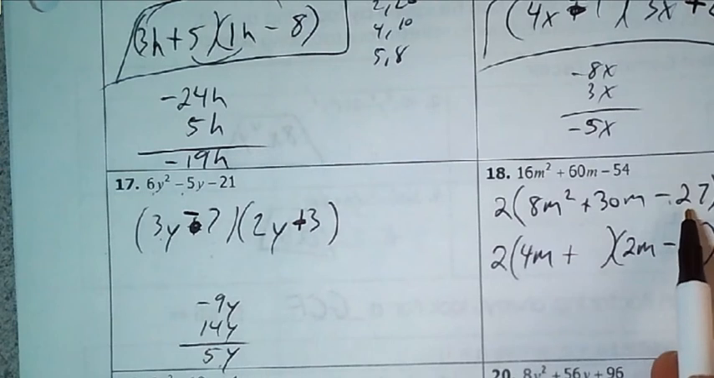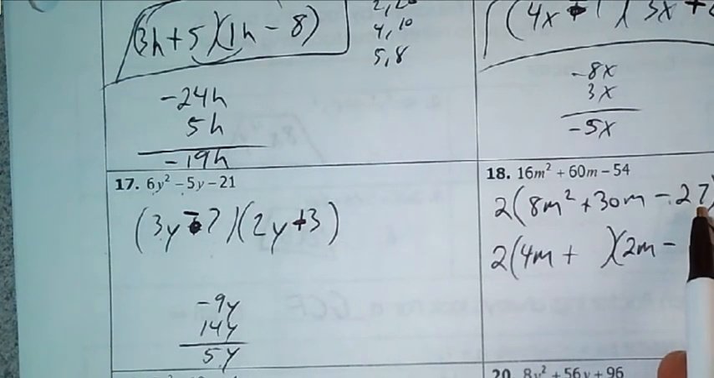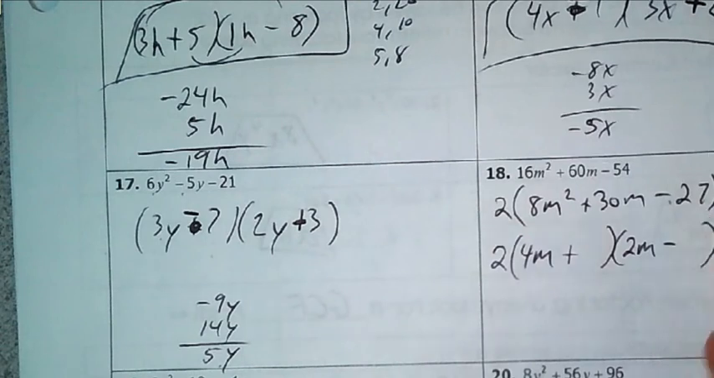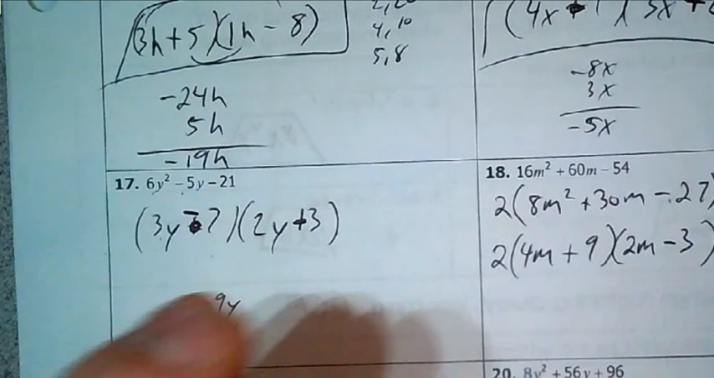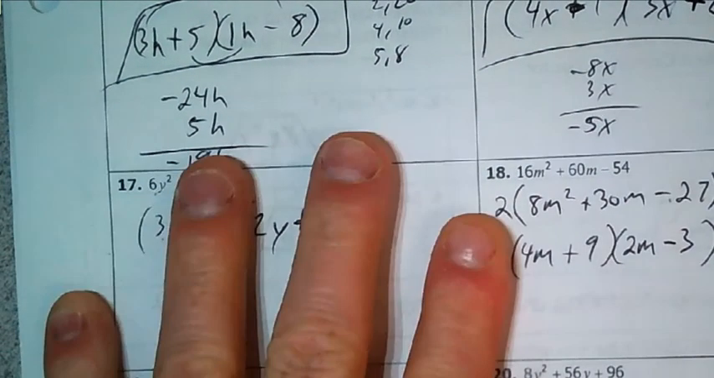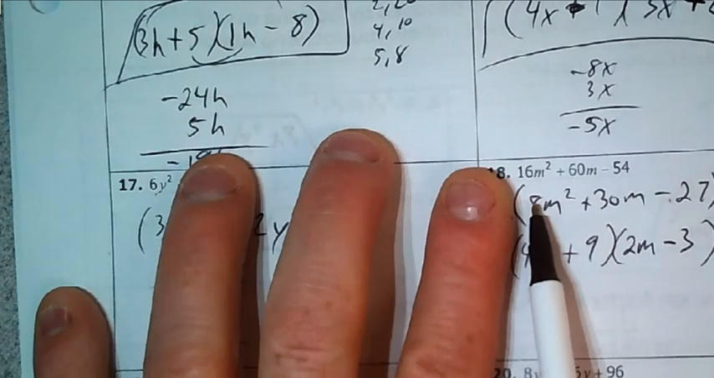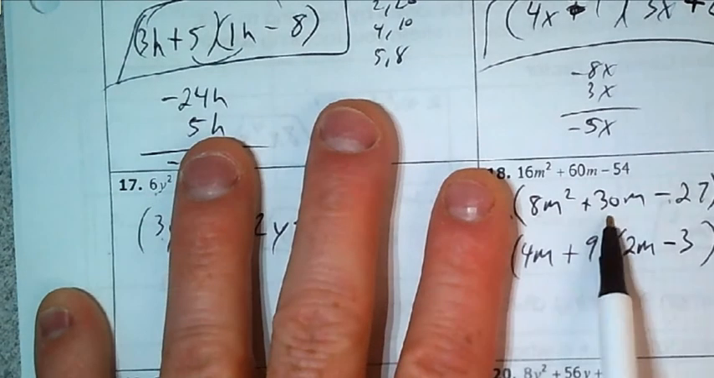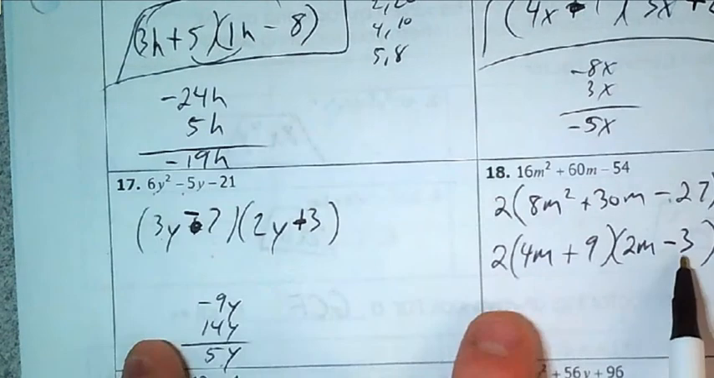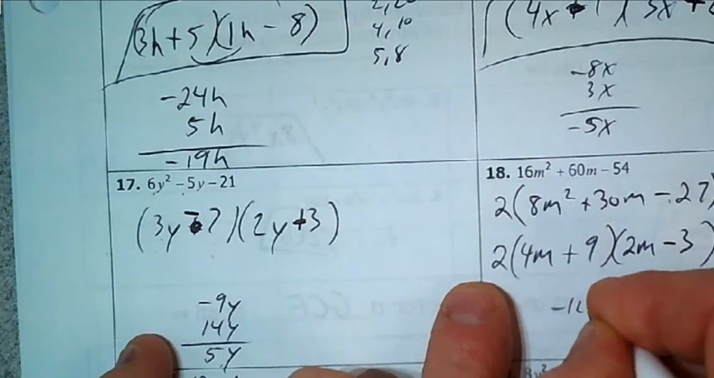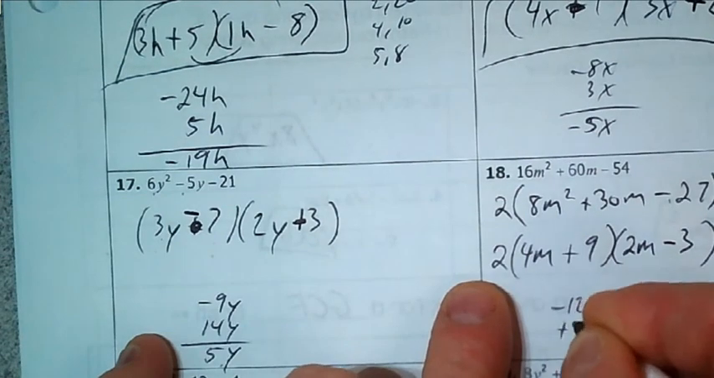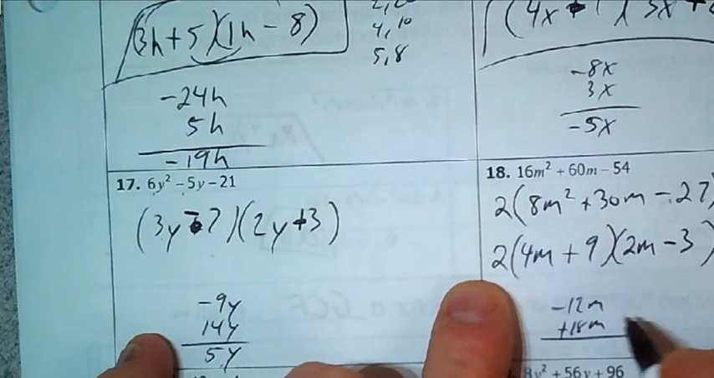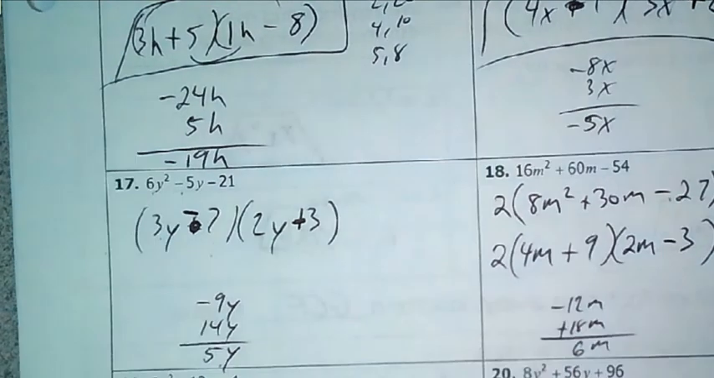All right, 27 has, what factors of 27 are closest together? 9 and 3. So let's try 9 and 3. Then we'll check it. Now don't look at the 2 when you're checking yourself, because you're only looking at this 8m squared plus 30m minus 27. So, negative 12m plus 18m is 6m. That's not right. We want a 30.